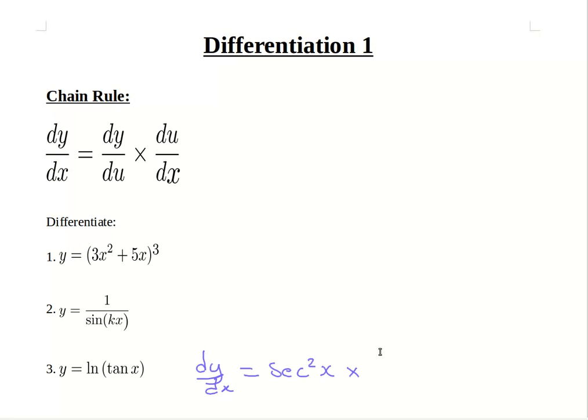Okay, right, so now let's differentiate ln of stuff. That would differentiate to 1 over stuff, and so that's going to be 1 over tan x. And so that differentiates to, quite simply, sec squared x over tan x. And you're good.